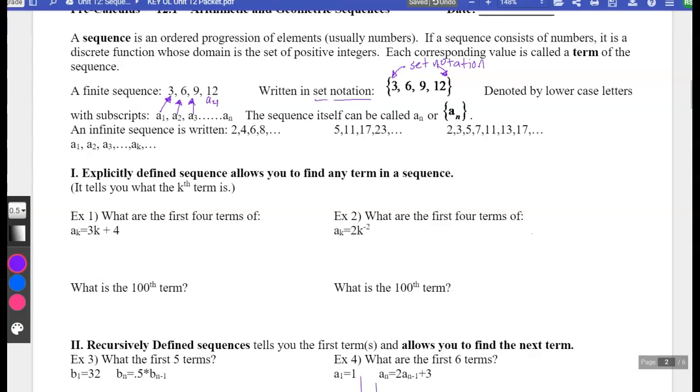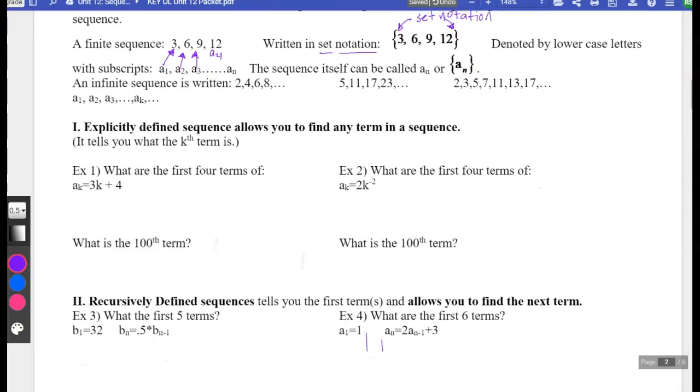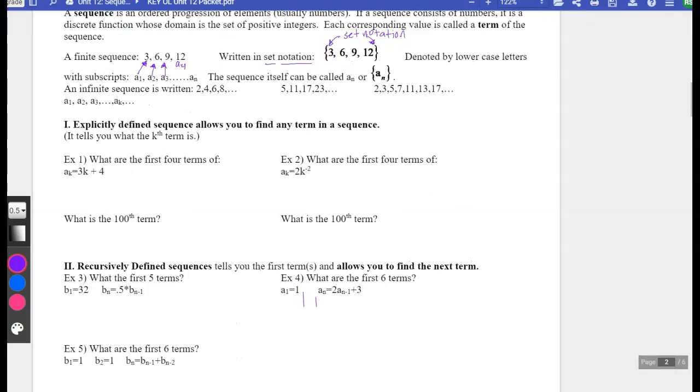Or we can refer to the entire sequence as a sub n, the sequence a sub n, where n is the number of terms in the sequence, if it's a finite sequence. Oh, I should say, there's also an infinite sequence, meaning it goes on forever, which normally there'll be a dot, dot, dot written at the end of the sequence to tell you that it goes on forever.